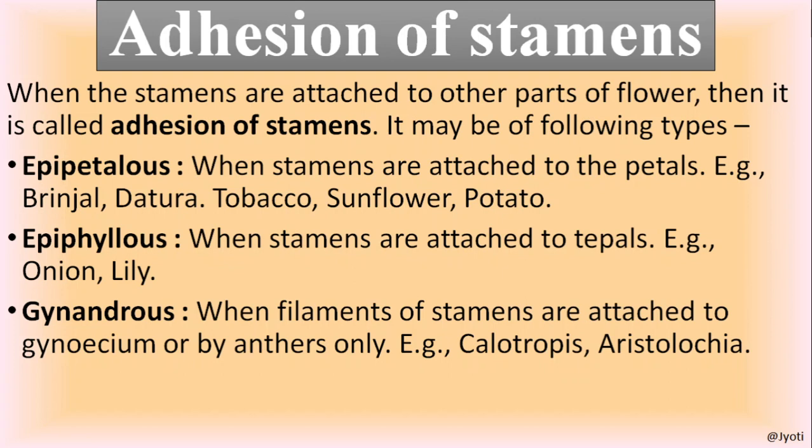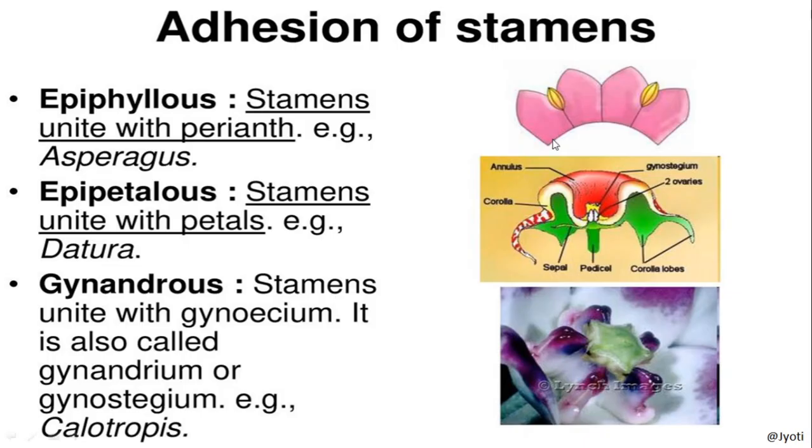Now, adhesion of the stamen. In some flowers, the stamens are attached to the other floral whorls like corolla or the androecium or to the perianth. So, this is called adhesion. This adhesion of stamens is of different types. Epipetalous means stamens are attached to the petals. So, here you can see the stamens are attached to the petal. This bigger one is the petal and here is the stamen. The stamen is attached to this one.